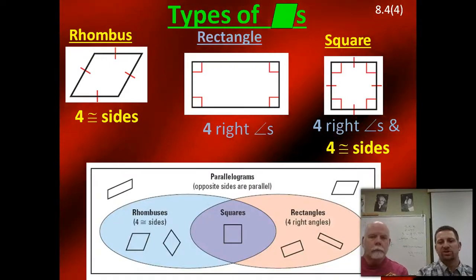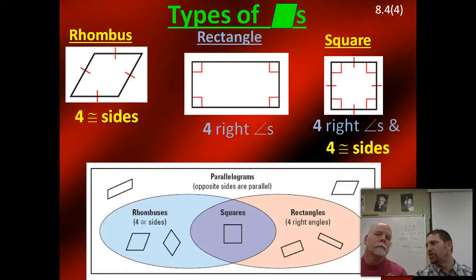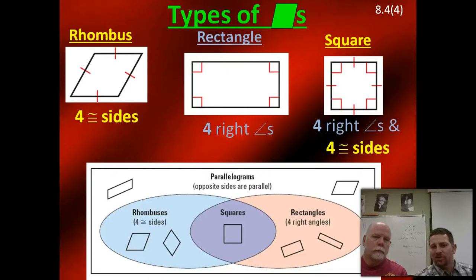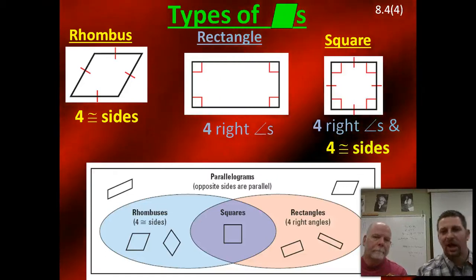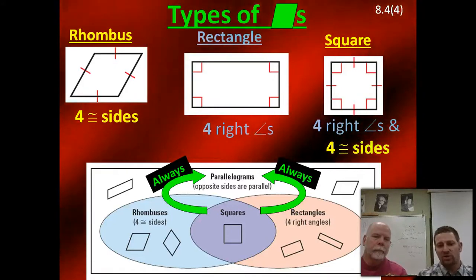Which brings us to this little diagram here, the family tree, if you will, of the parallelogram family. You have the parallelograms out there on the outside in the big rectangle, and the arrows move in and out. So a square, as it moves out, is always a rectangle, it's always a rhombus, and it's always a parallelogram.